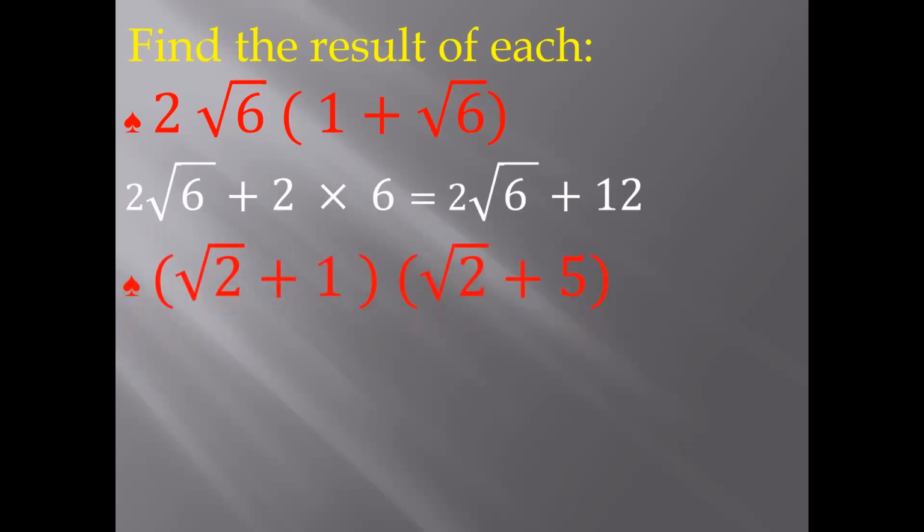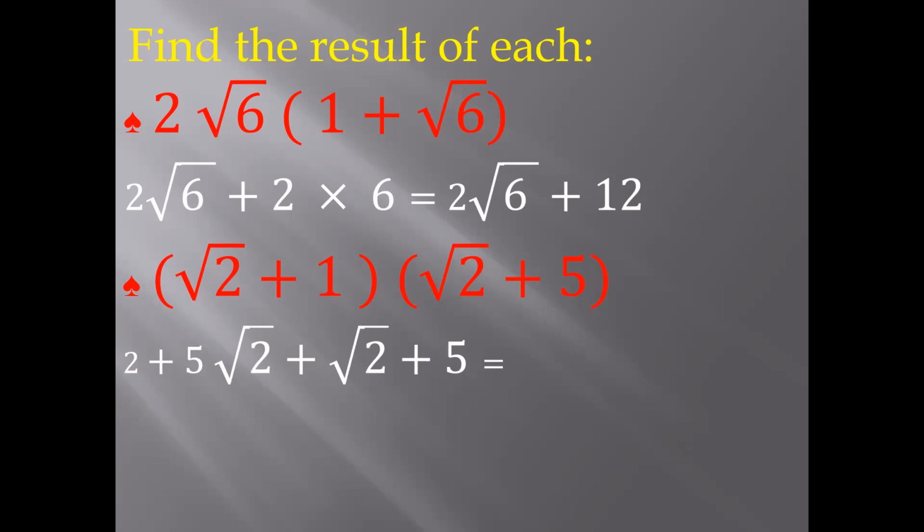Next, root 2 plus 1 in the bracket times root 2 plus 5 in another bracket. Here I must multiply between two brackets. Root 2 times root 2 equals 2, root 2 times 5 equals 5 root 2, and it's positive, so I'll make it plus. Another, 1 times root 2 equals root 2, plus 1 times 5 equals 5. So the answer will be 2 plus 5 root 2 plus root 2 plus 5.